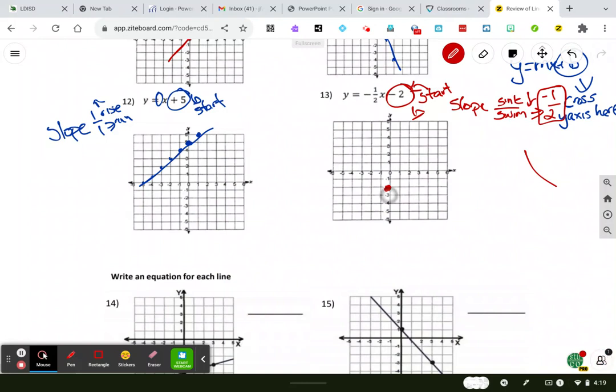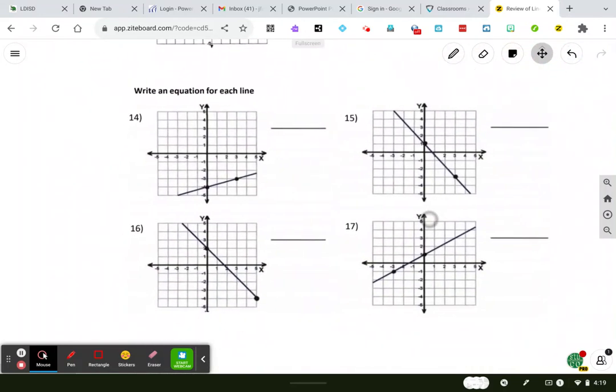My slope says to sink 1 and swim 2. So I'm going to go down 1 and over 2, down 1 and over 2, and I'm just going to keep going. And there's my line. Like I said, hopefully this is making more sense.